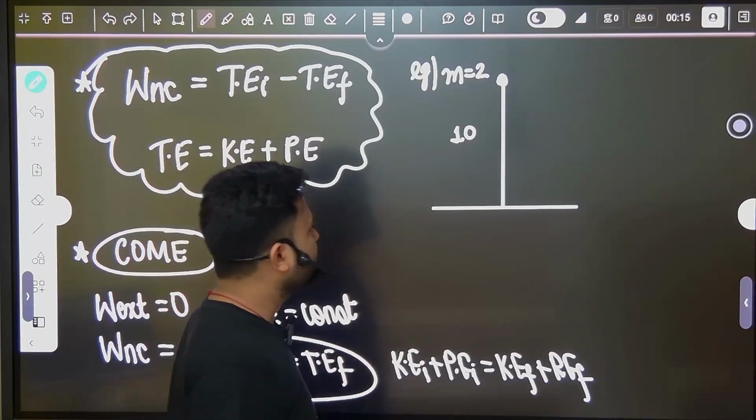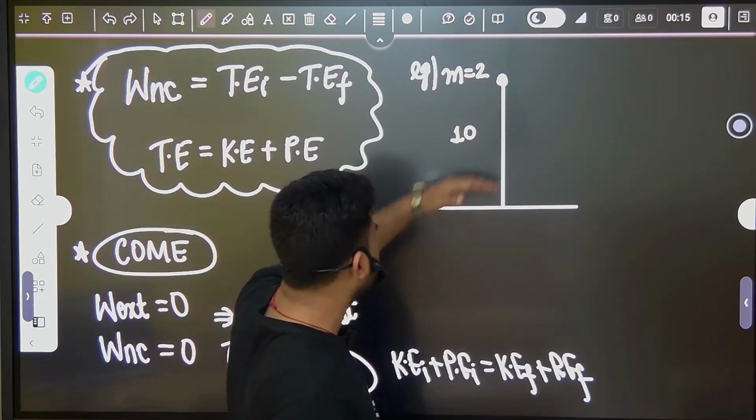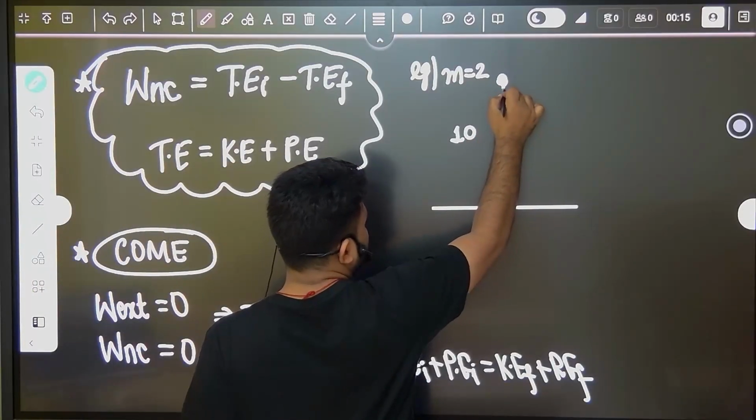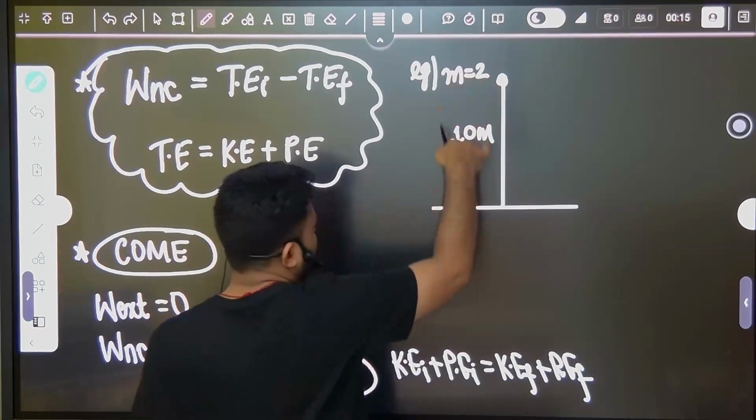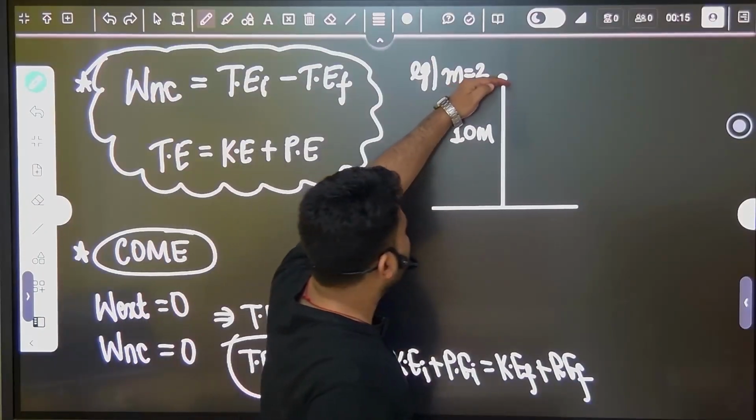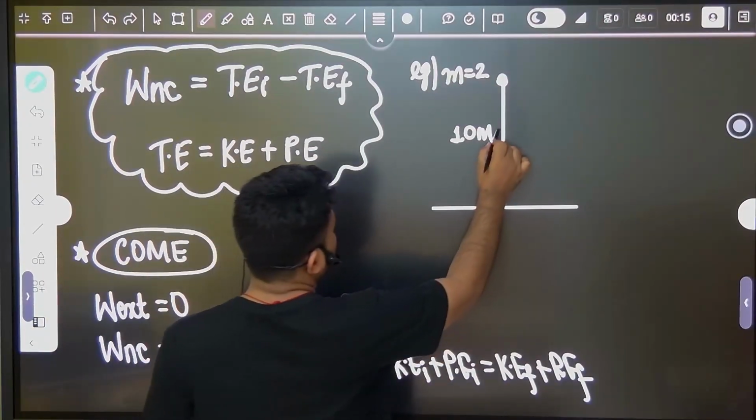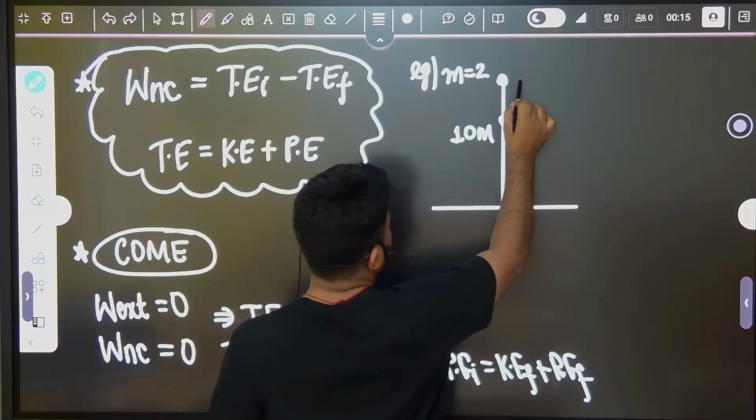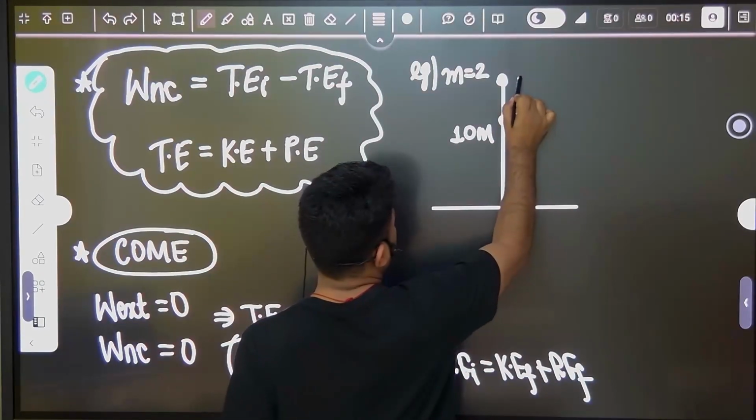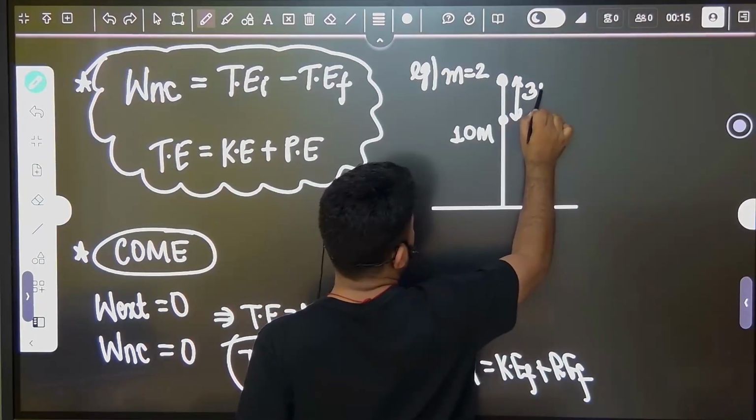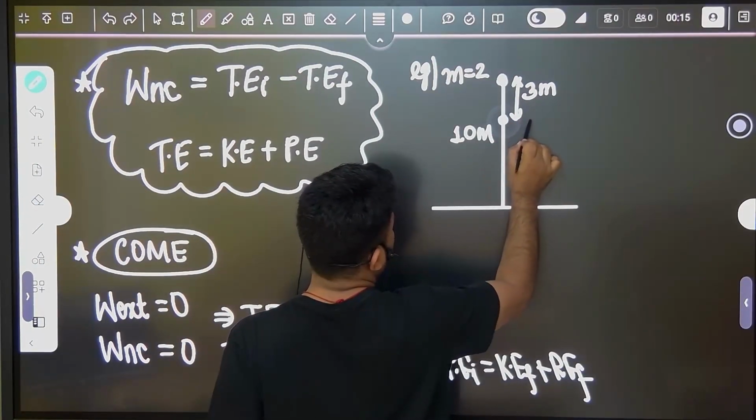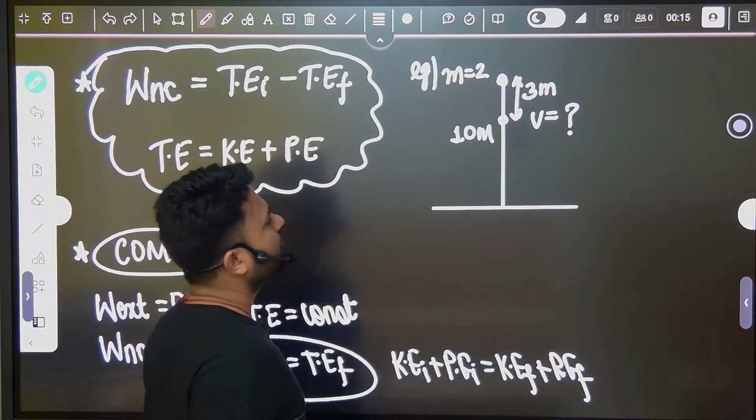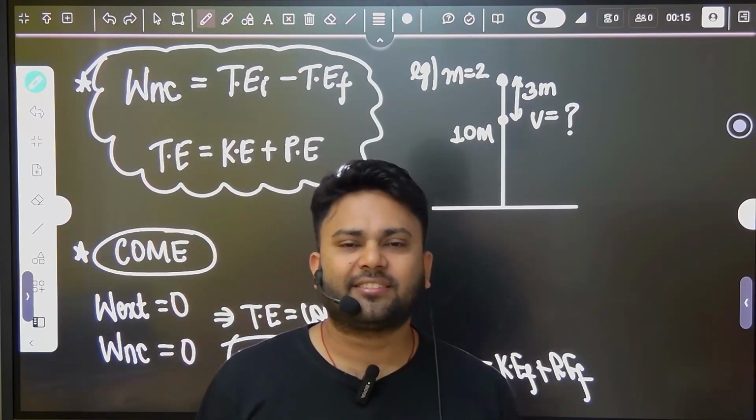The question is, when the ball drops by 3 meter, see this total distance is 10 meter. When the ball drops by 3 meter, means when the ball is here. Okay, this distance is how much? 3 meter. So at this point, what is the speed of the ball? They can ask like this.